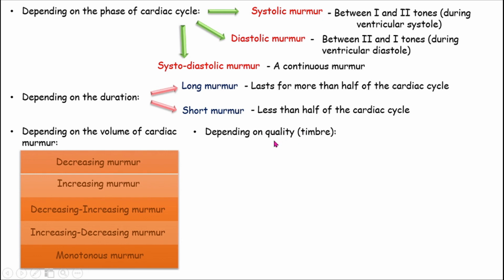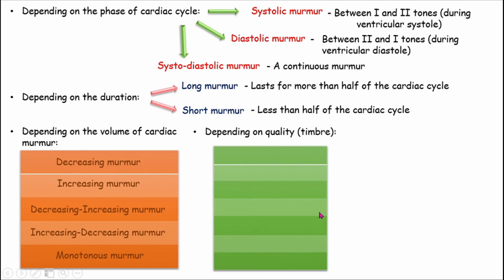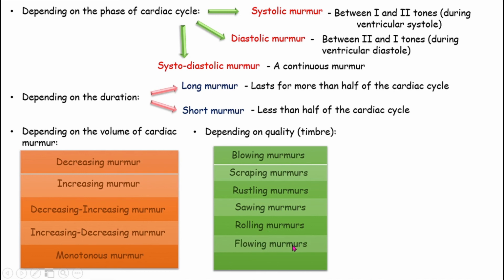And next we will classify cardiac murmurs depending on their quality. And we have several types. For example, blowing murmurs, scraping murmurs, rustling murmurs, soughing murmurs, rolling murmurs, flowing murmurs, and then our last is musical murmurs.